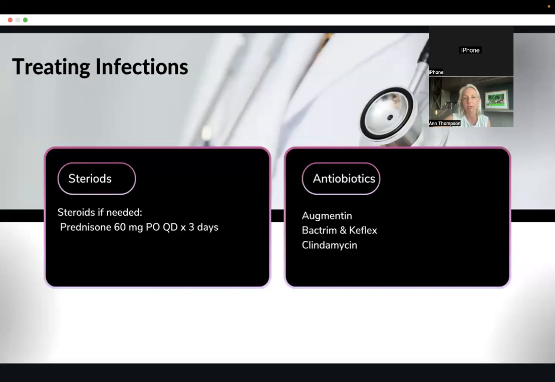Okay, so for treating any type of infection or hypersensitivity reactions, we're going to be doing prednisone and antibiotics. And these are kind of the list of antibiotics that we choose from.